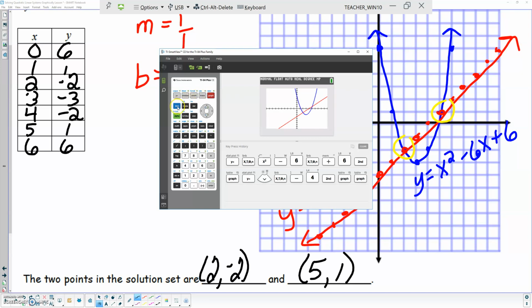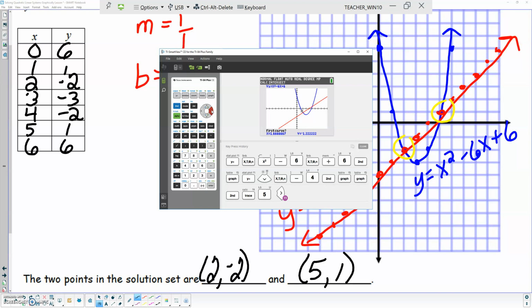To do that, you're going to do the following. You're going to hit second, trace, and then go to option 5 where it says intersect. And then you get that little blinker on the screen. So you're going to use your left and right arrow keys to move that little blinker.